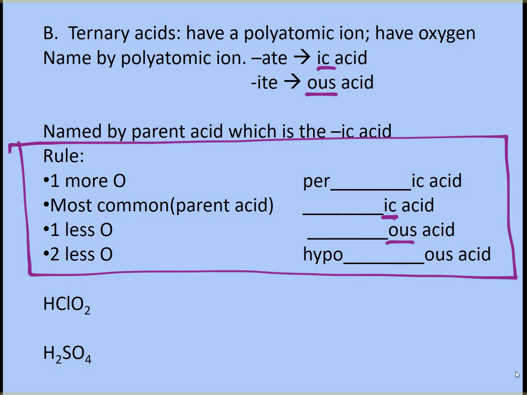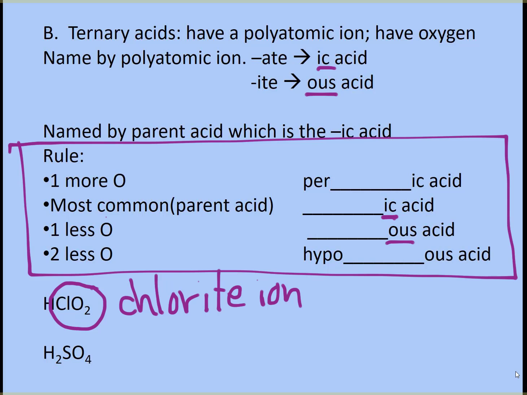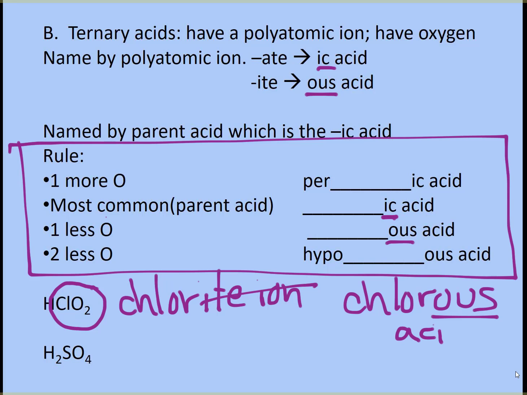So for example, let's do this next one. And on these I'll always give you a clue. So HClO2, so this right here, this portion, this is chlorite ion. So what I'm going to do is I'm going to get rid of that ite, and ite turns to ous. So this is chlorous acid. The chlorite has a charge of -1, and hydrogen has a charge of +1, so they cancel out.